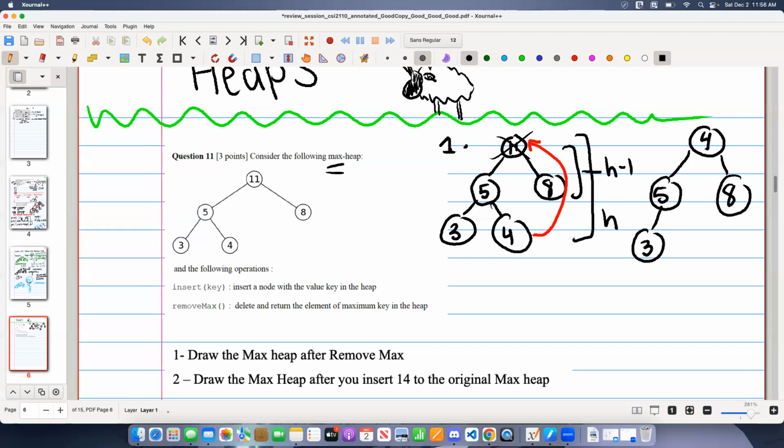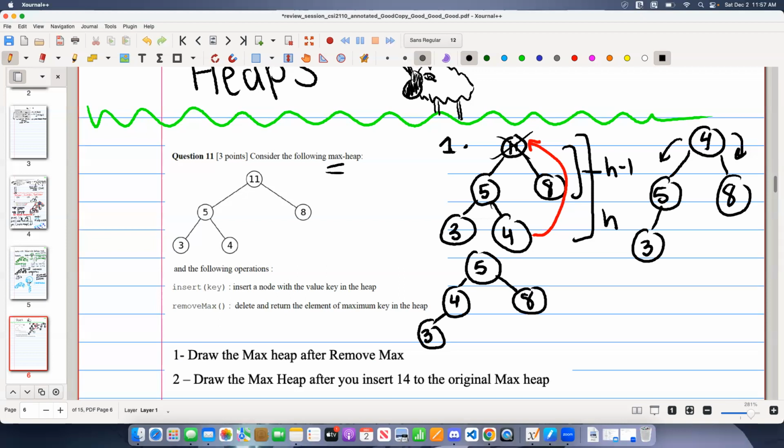What are the steps to this? Well, we compare 4 to 5 and we compare 4 to 8. 4 is less than 5, and 4 is less than 8, but we can only switch one node. Which node should we choose? Well, 4 is closer to 5 than it is to 8. So we switch 4 with 5. This is now 5, this is now 4, this is 3, and here this is 8.